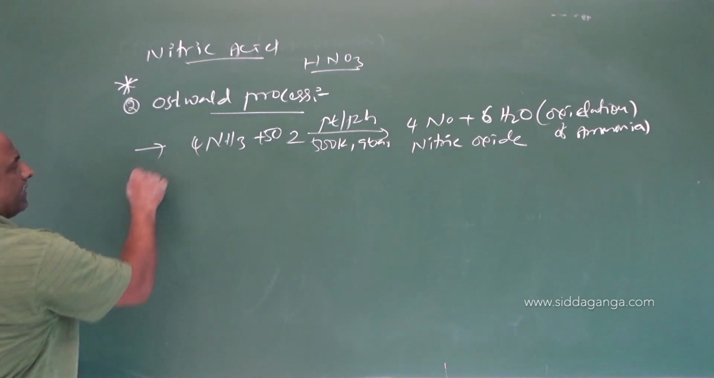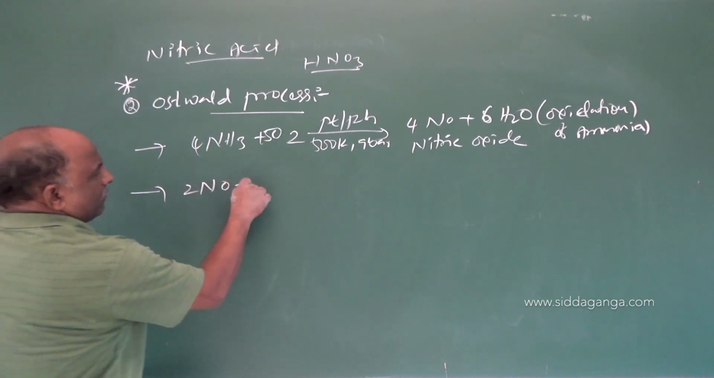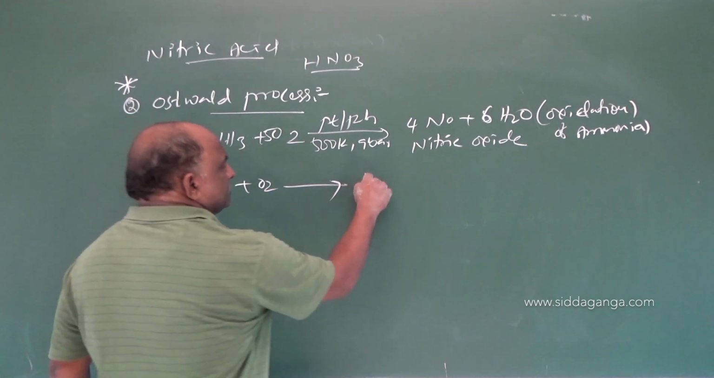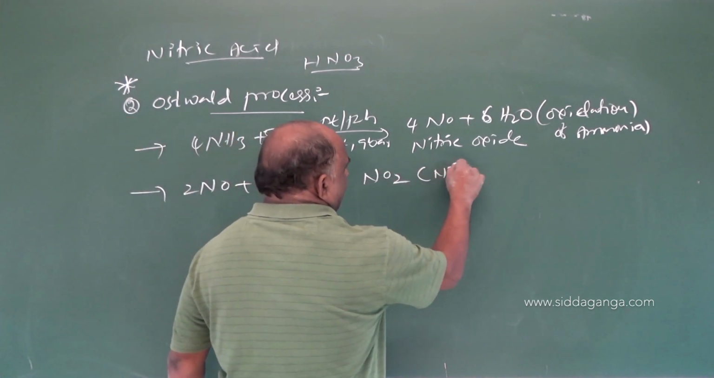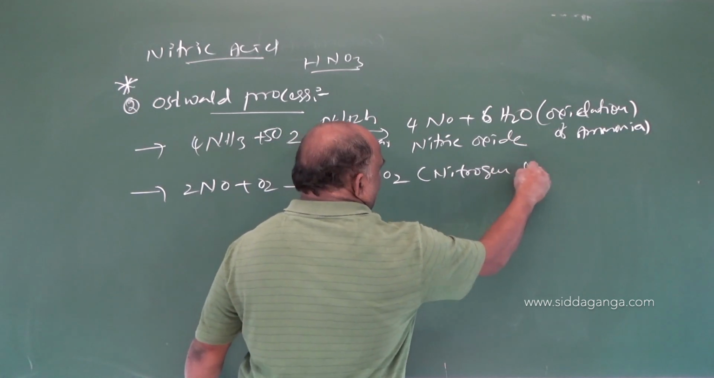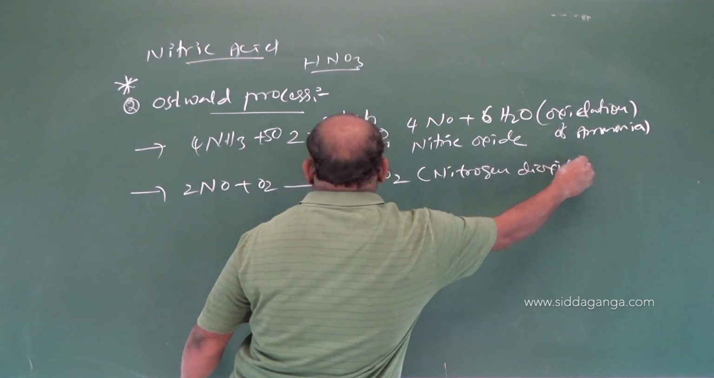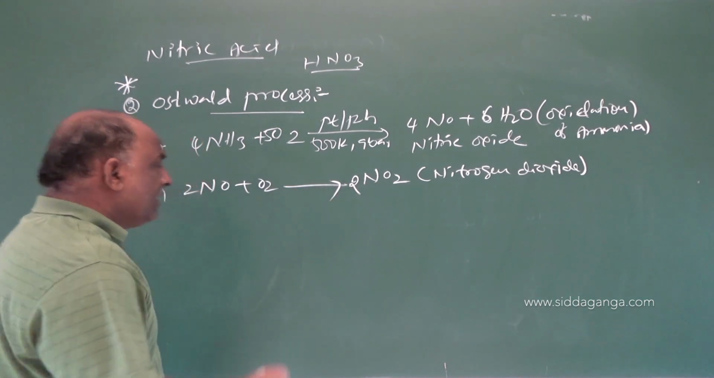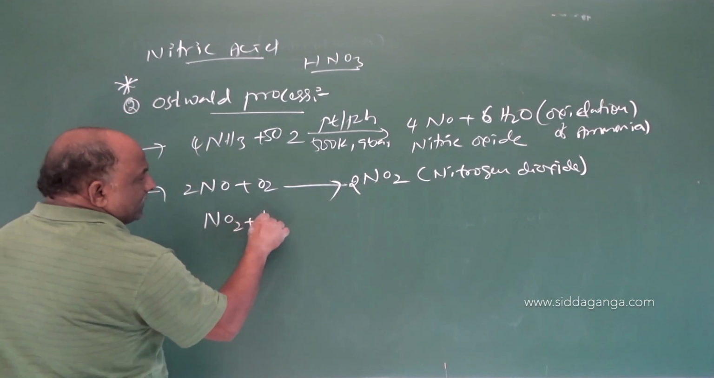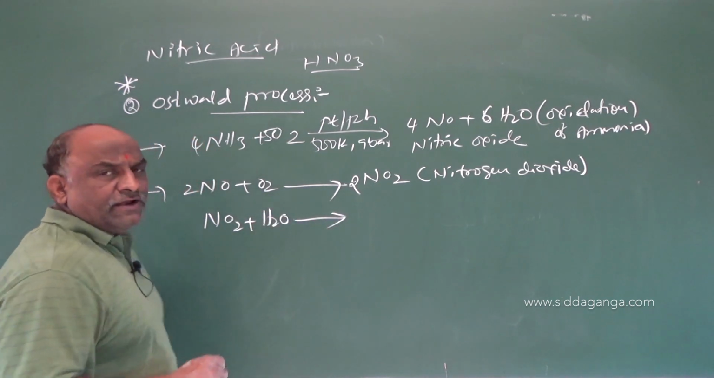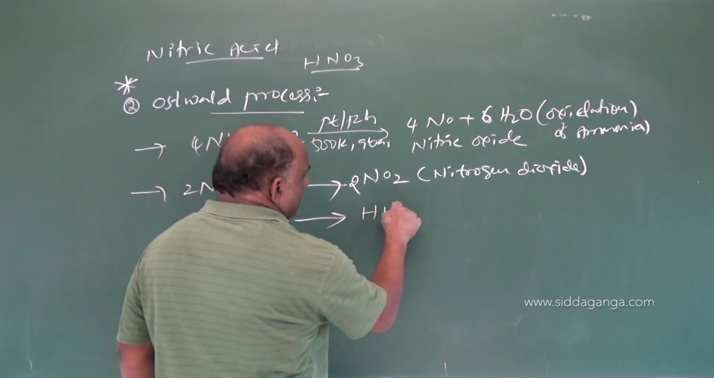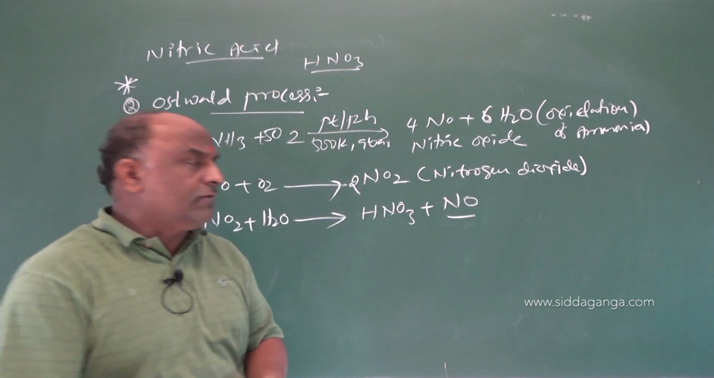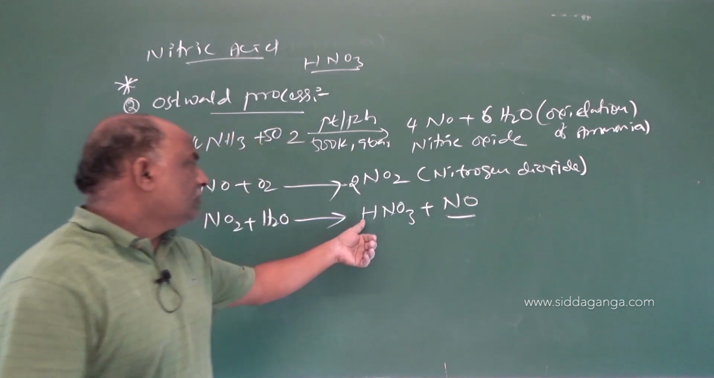It is step 1. And step 2, NO oxidation. NO oxidation gives rise to NO2. NO2 is called nitrogen dioxide. 2NO plus O2 gives rise to 2NO2, nitrogen dioxide, and this nitrogen dioxide is dissolved in water. Then we will get the compound HNO3 plus NO. Again we get NO. NO means nitric oxide. HNO3 plus NO.